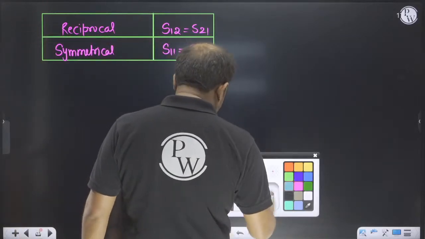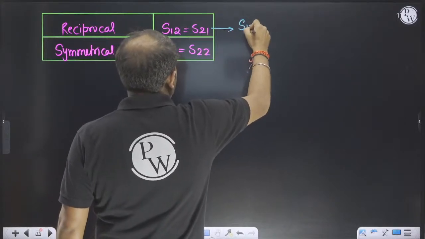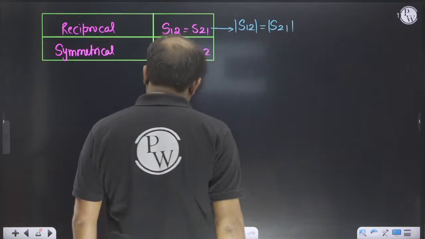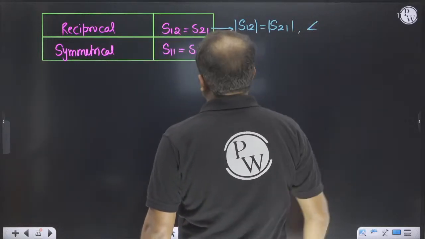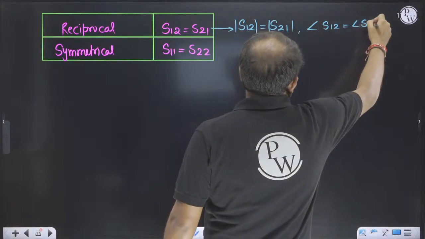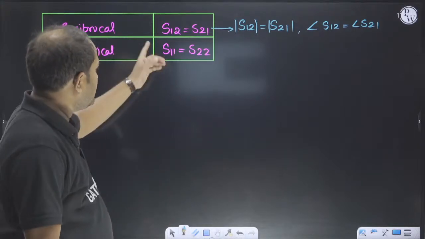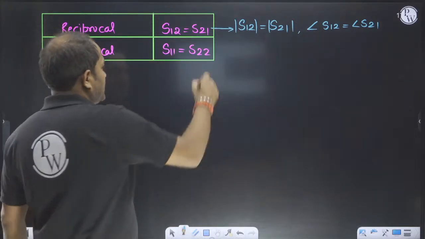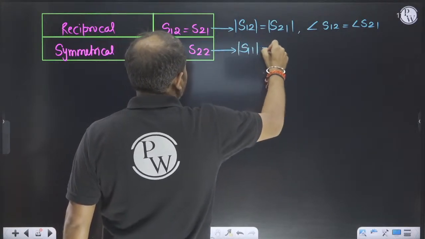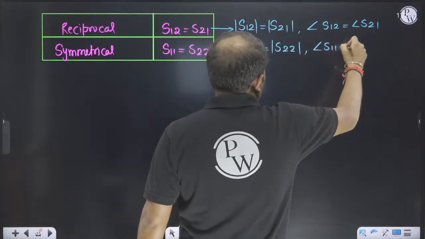So what is the condition then? Then you have to match the magnitude. First of all, S12 magnitude and S21 magnitude should be matching. And second, the angle of S12 and S21 should be matching. So angle and magnitude both should be matched. Then the S parameter should be matched. For this one also, the angle and magnitude should be matched.